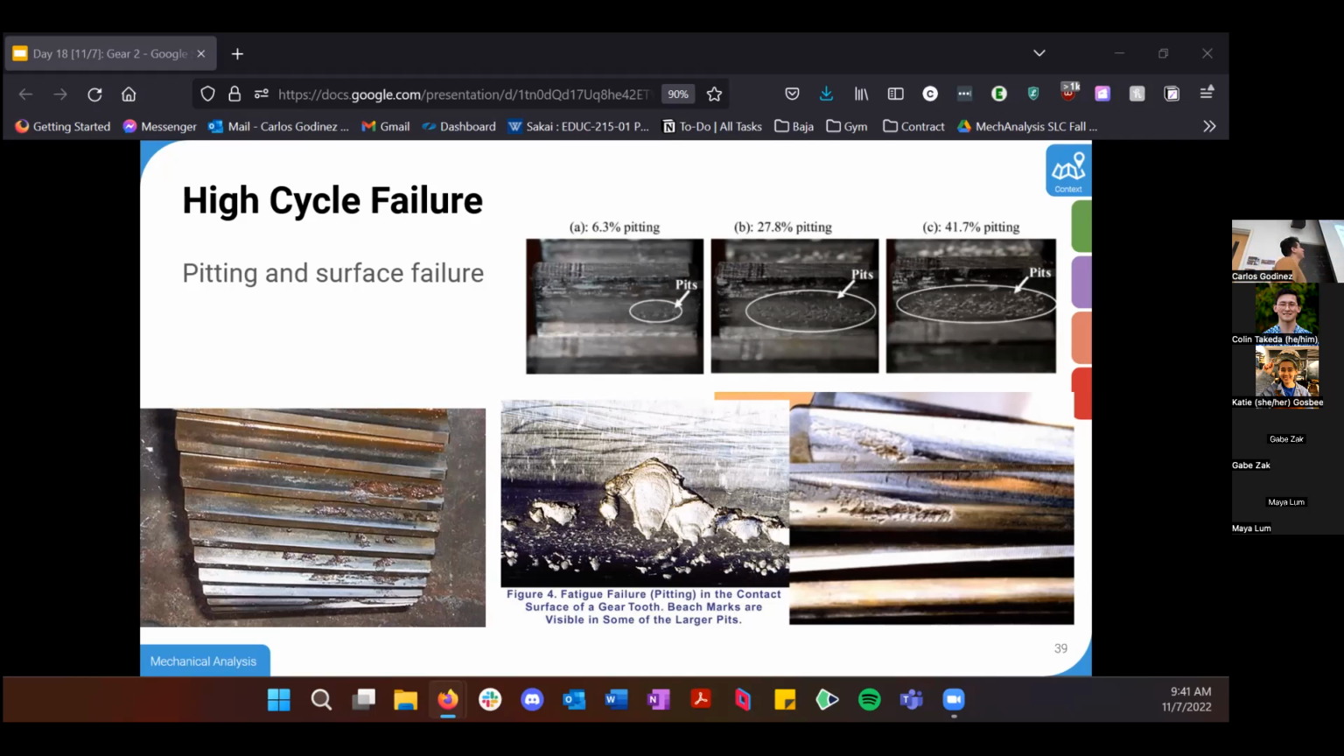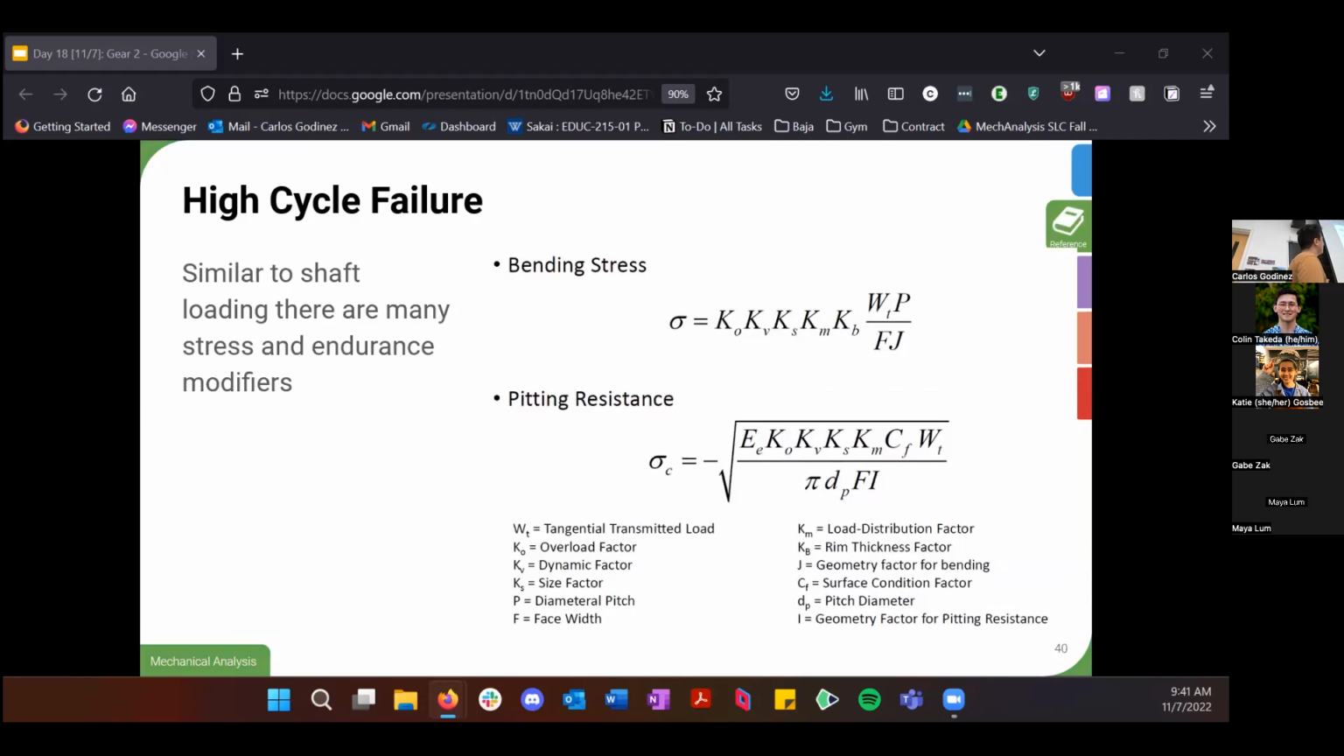For high cycle failure, it's very similar to shaft loading, where you're going to have a bunch of factors, some similar to the endurance limit modifying factors, Marin factors. You're going to have a lot of those that come together depending on the geometry, surface finish, size, et cetera, et cetera, et cetera. So you can apply those to your bending stresses, and you can also apply that to how resistive it is to pitting.